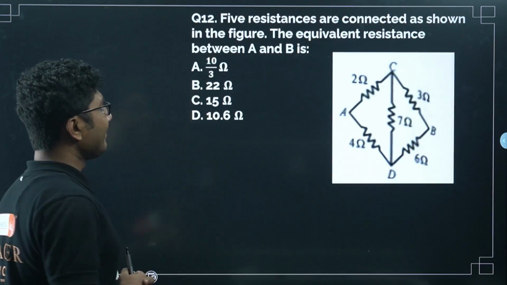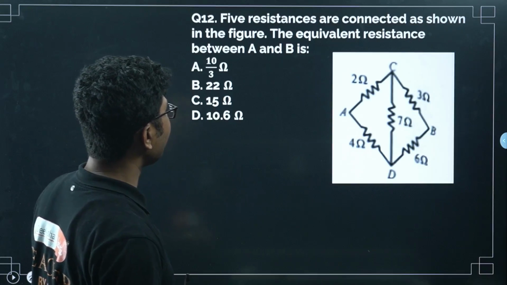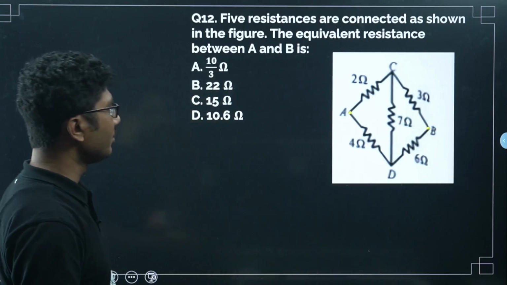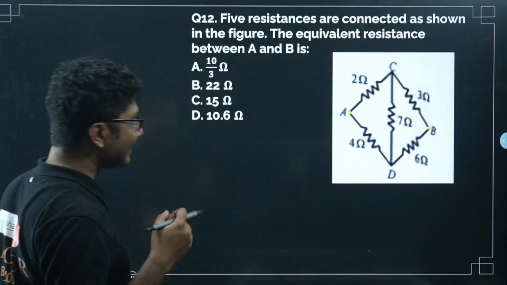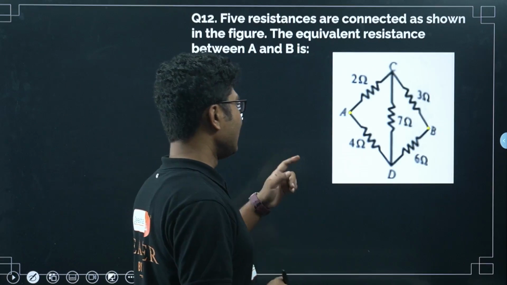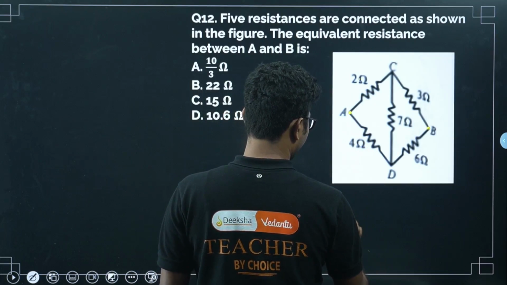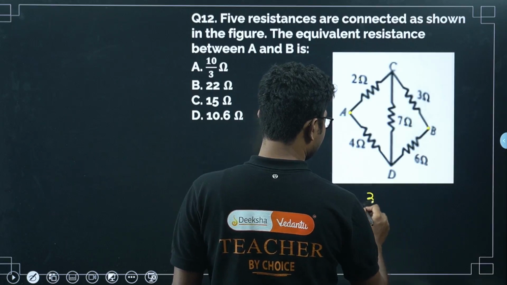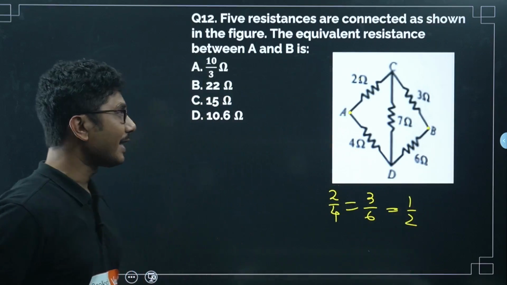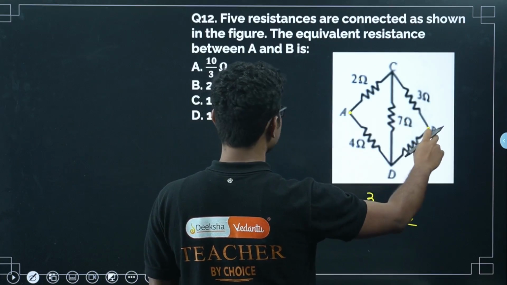Now 5 resistances are connected as shown in the figure. Find the equivalent resistance between A and B. I hope this image is clear to you. Now this is a case where you can apply Wheatstone bridge, not in the first problem. Here if you see, 2 by 4 is half, and here it is 3 by 6. Both of them are equal to half. So the Wheatstone bridge condition is satisfied and we are finding the equivalent resistance between these 2 points.